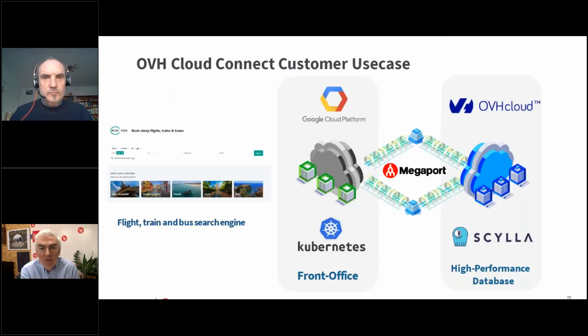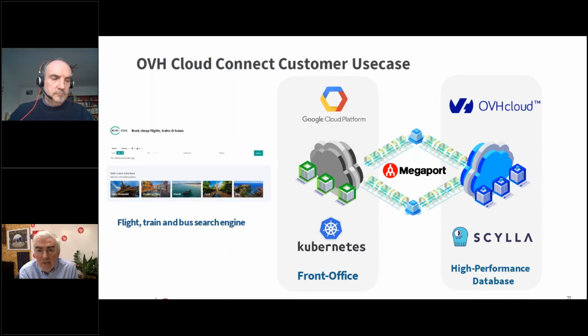So let's have a look at the next slide, and let's have a look at a customer use case. This is a use case with Kiwi.com. So they're one of the biggest or the fastest growing travel agents globally. And what they want to do is to have workloads in OVHcloud, but also some of that inside Google Cloud Platform. So they want to really host a lot of their workloads managed by Kubernetes in GCP. And then in OVHcloud, they want to run their database. So the Scylla database on that side.